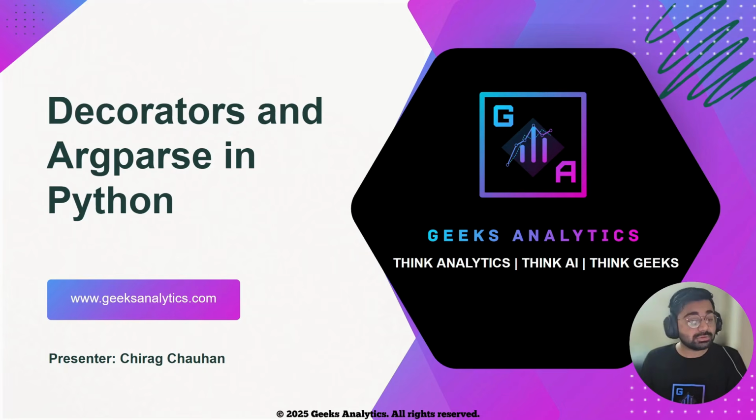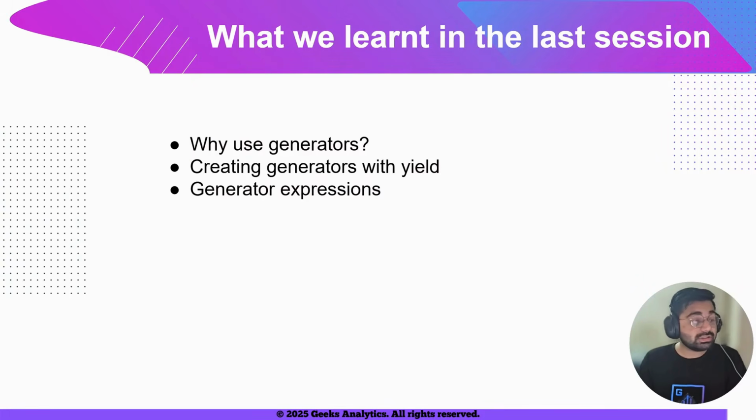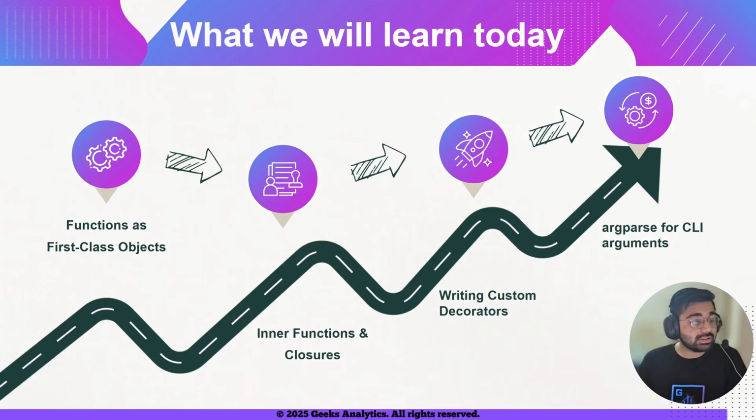Welcome everyone. Today we will explore how functions can be treated as objects and how decorators and Argparse can make our code more modular and more dynamic. In the last session, we learned about generators, the yield keyword, and generator expressions. In today's session, we are going to learn how to treat functions as objects.